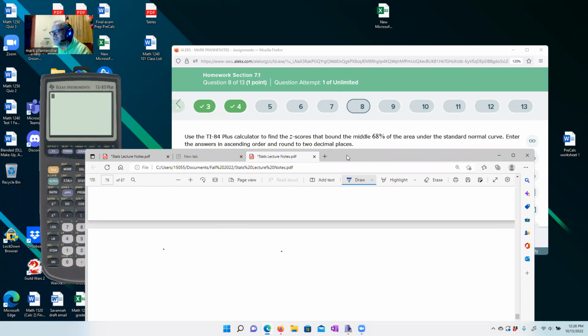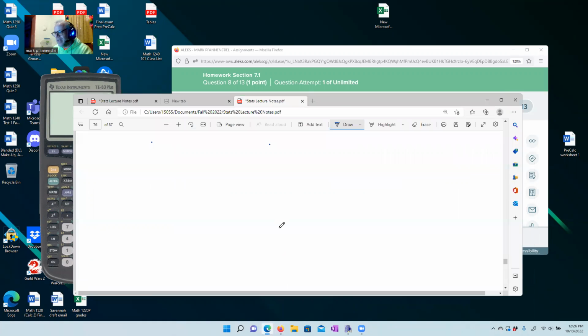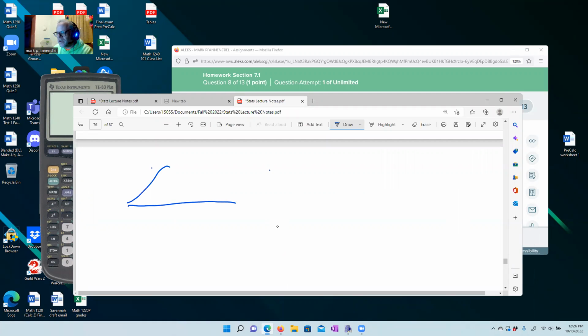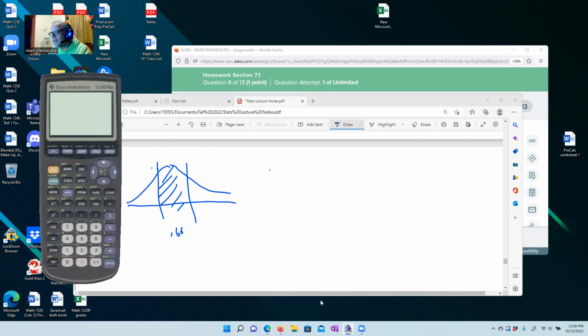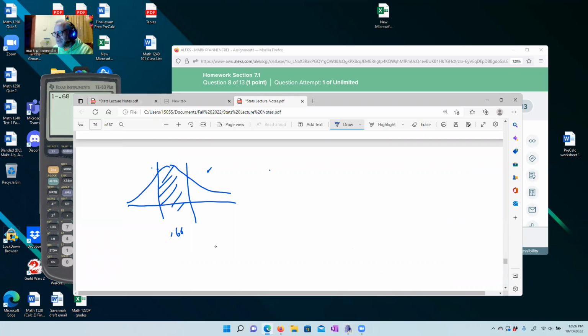So the way we have to do this on the calculator, so we get the exact answer, okay, we want the middle 68% here. Okay, so here is our curve. In the middle here, we've got 0.68. How much is left? Right, we're going to say all of it, 100%, minus 68% of it. Okay, so we have 32% left over. Okay, so these regions that are in white are still 32%, 0.32.